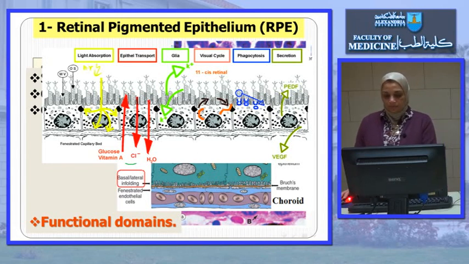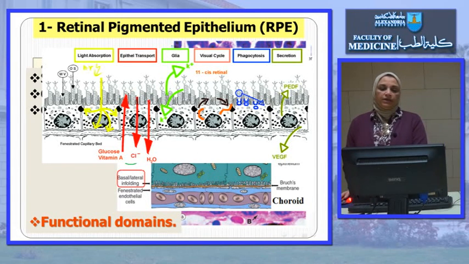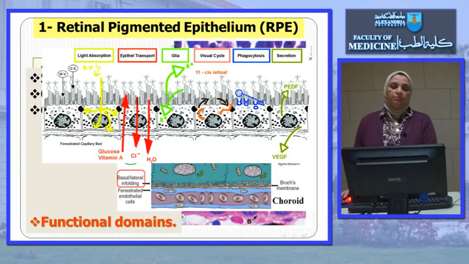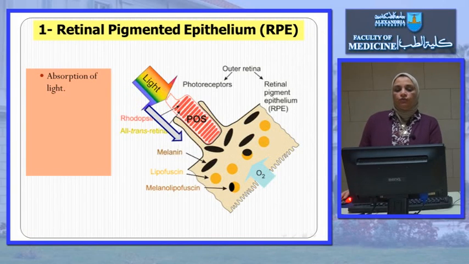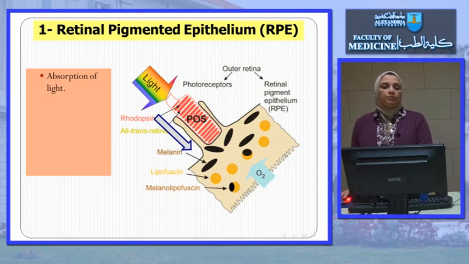What are the functions of the retinal pigmented epithelium? There are 4 main functions. First of all is absorption of light. After stimulation of the photoreceptors, you can see that the extra light is absorbed by the melanin present in these cells. That's why they are pigmented, for absorption of extra light. This is function number 1.